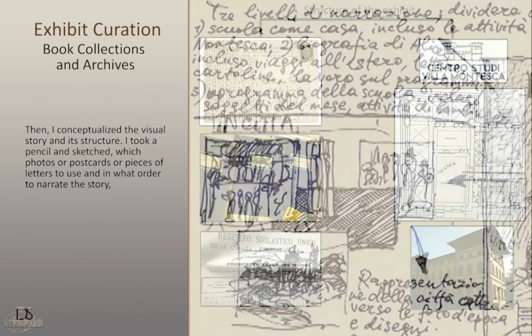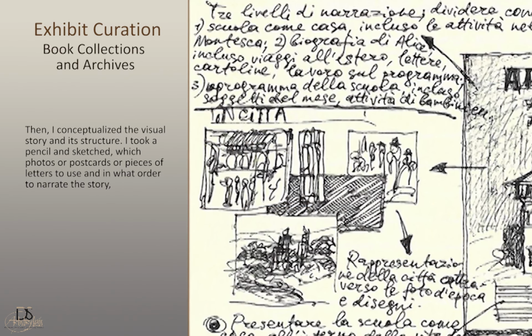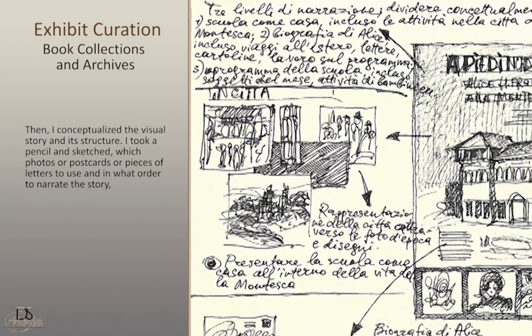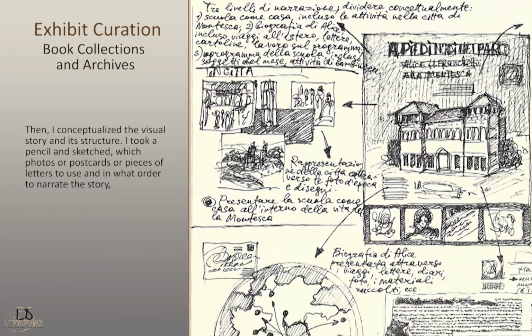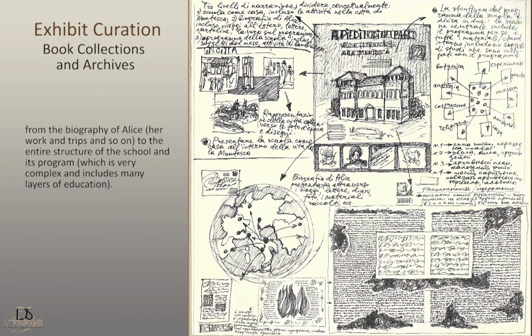I took a pencil and sketched which photos or postcards or pieces of letters to use and in what order to narrate the story, from the biography of Alice, her work and trips and so on, to the entire structure of the school and its program, which is very complex and includes many layers of education.